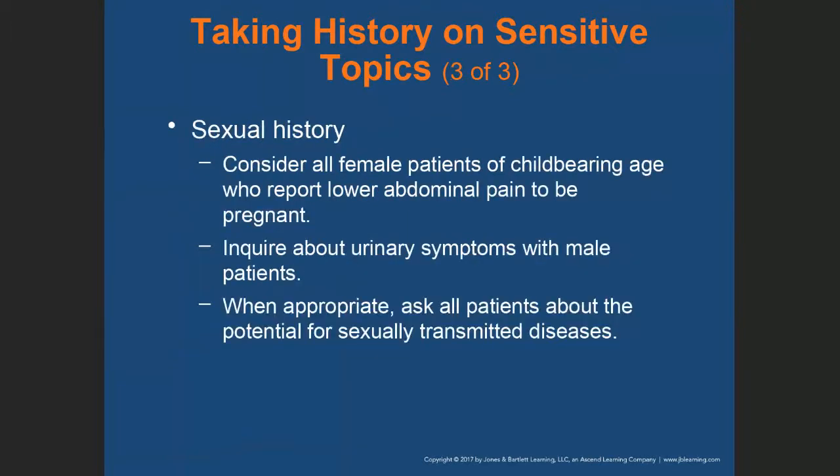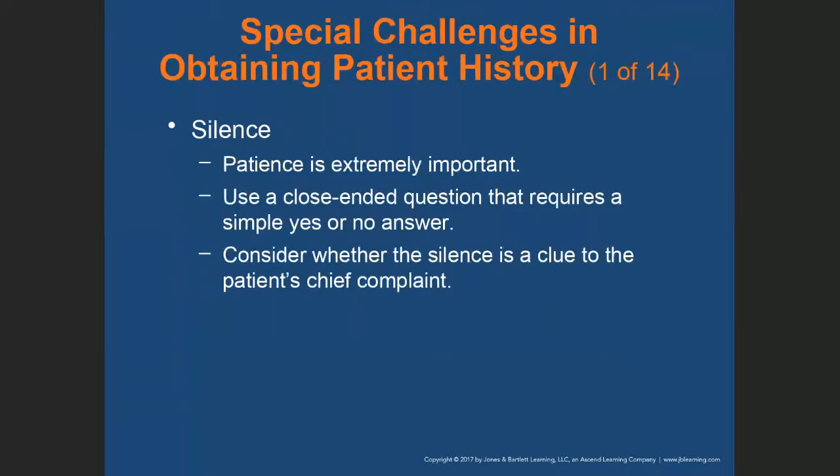Sexual history. Consider all female patients of childbearing age who report low abdominal pain to be pregnant. Inquire about urinary symptoms with male patients, and when appropriate, ask all patients about the potential for sexually transmitted diseases.